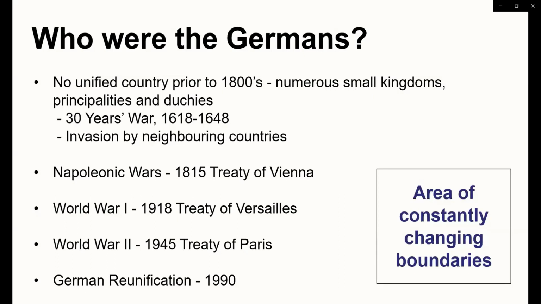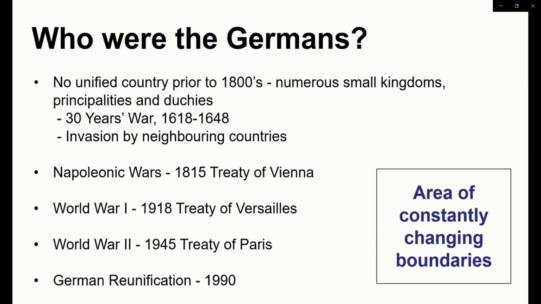These conflicts and the treaties that ended them resulted in the constant redrawing of borders. Thus, the map of Europe and that of Germany has been one of constantly changing boundaries. What does this mean for us as family history researchers?